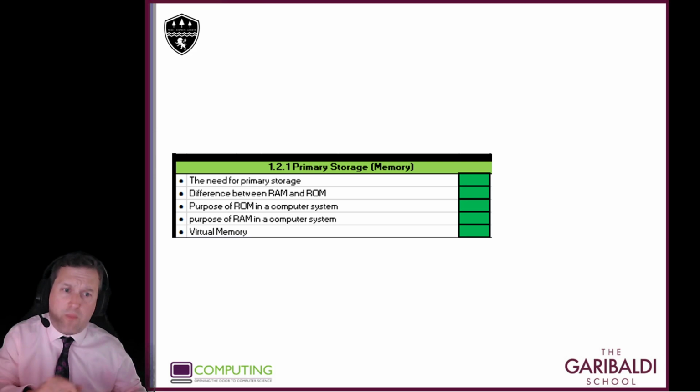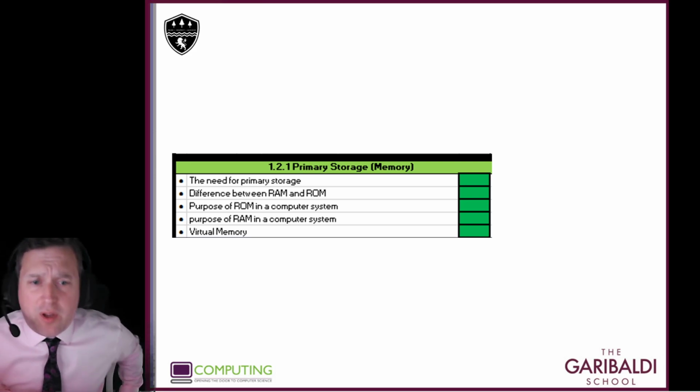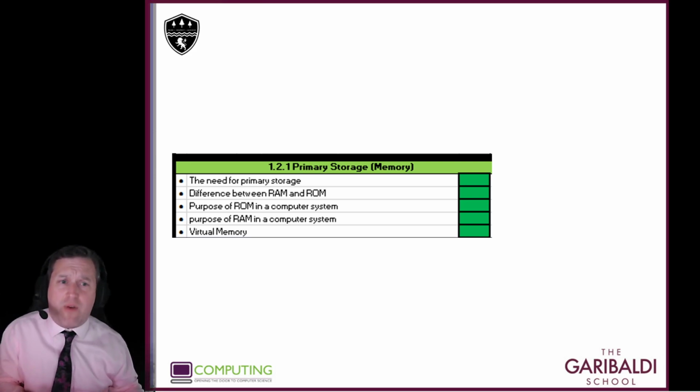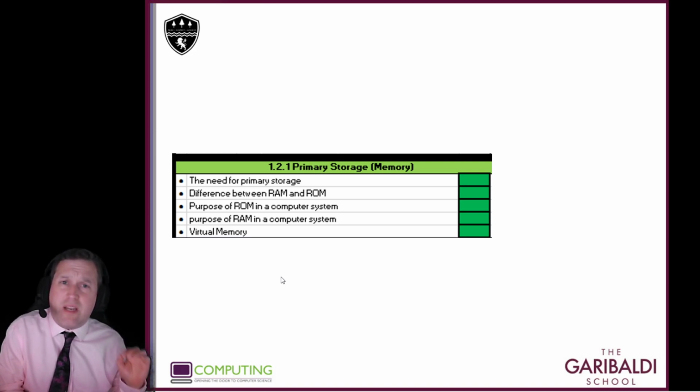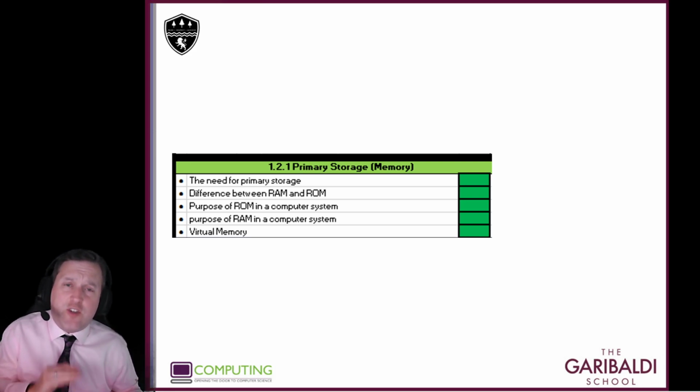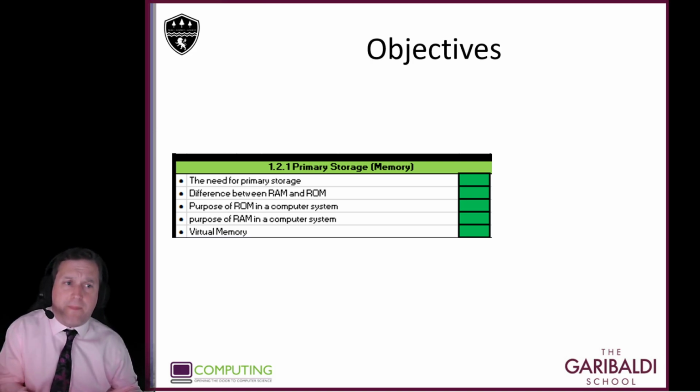So this is from 1.2. We're going to be looking at primary storage. We're going to look at RAM, ROM, the purpose of both, and virtual memory. This is quite a quick one. Don't expect you to be on this one for too long this week, but it is just something that when it crops up, we need to be getting every single mark available. It's too easy to be failing. So let's get this embedded and let's get it concrete.